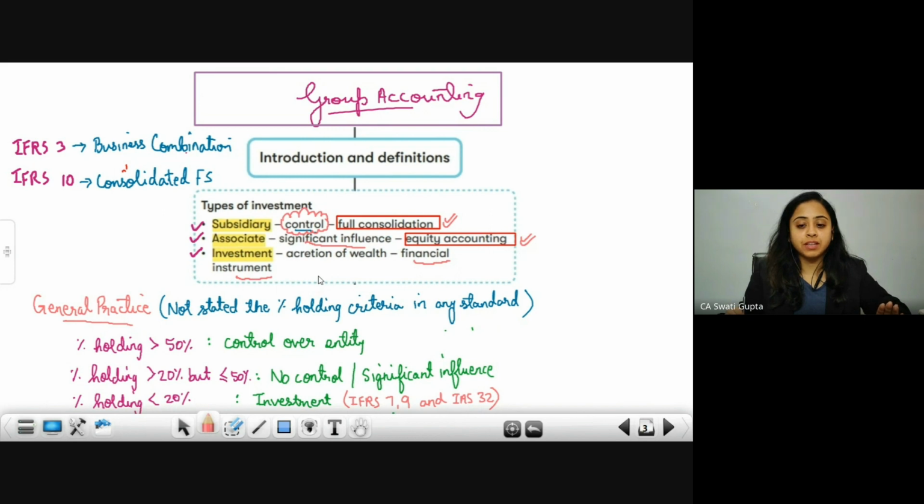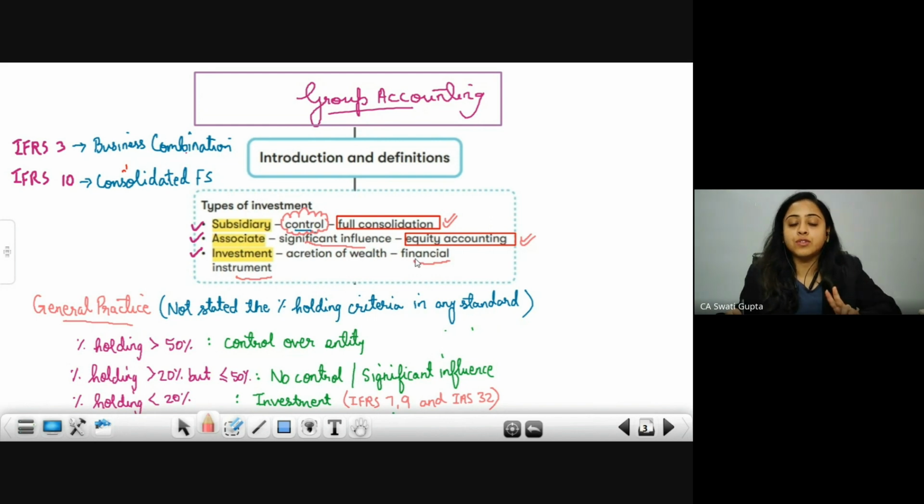Any doubt till here, on the types of investment? Good question. Good. Harishankar, any doubt till here? No doubt. Okay.